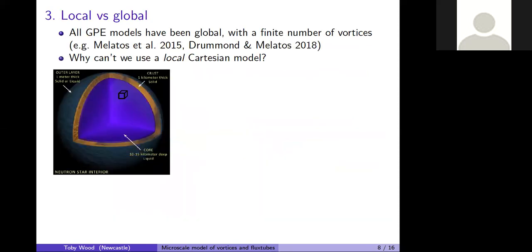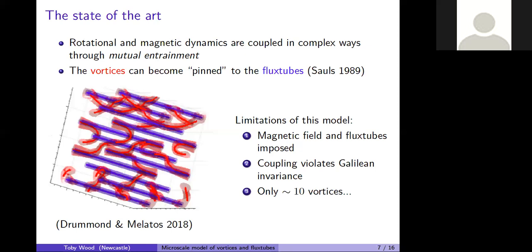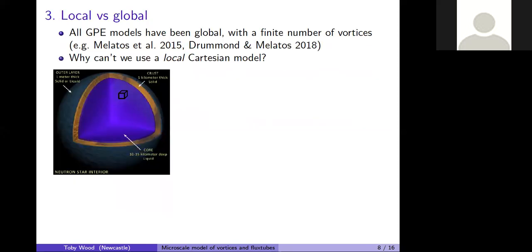Okay, so I'm now going to try and address these 3 points in reverse order, starting with, why is it that we're only modeling 10 of these and not 10 to the 20 or something? Right. So in fact, from what I've seen, all microscale models of the neutron star core have always been global models, in the sense that you model a finite system with a boundary and a small, or at least finite, number of vortices or flux tubes in it. Why on earth do we do this? Why don't we use a local model?